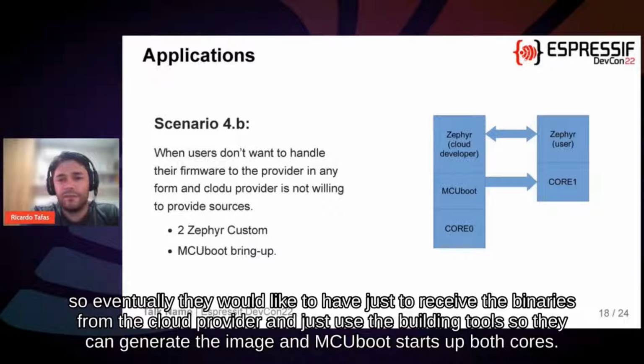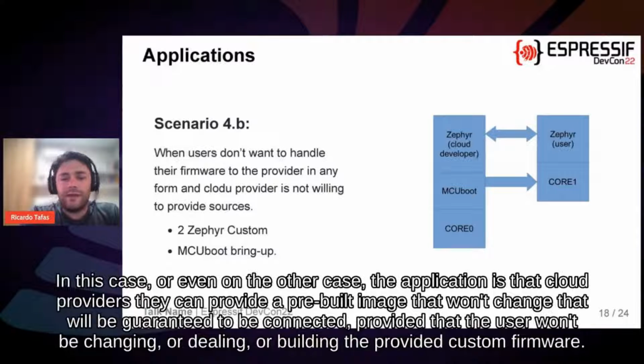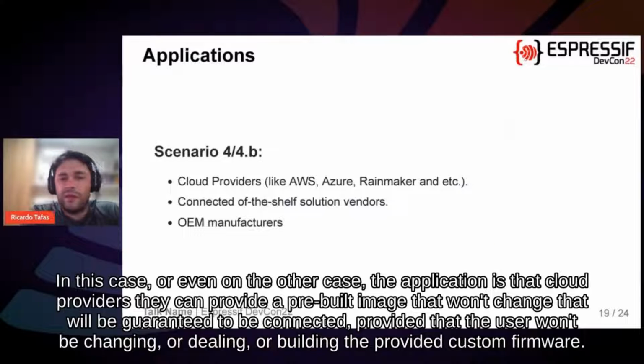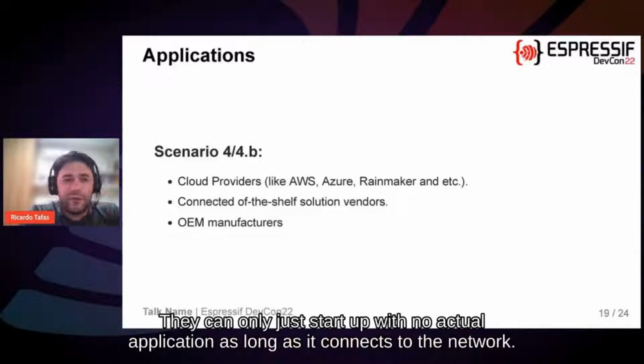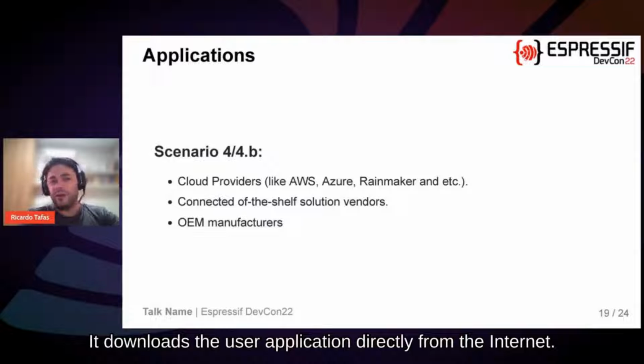both cores. So in this case, or even in the other case, the application is that cloud providers can provide a pre-built image that won't change, that will be guaranteed to be connected, provided that the user won't be changing or building the provided firmware. It can even start up with no actual application, as long as it connects to the network. It downloads the user application directly from the internet.